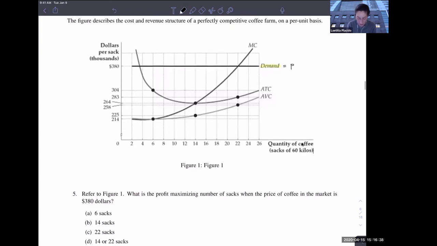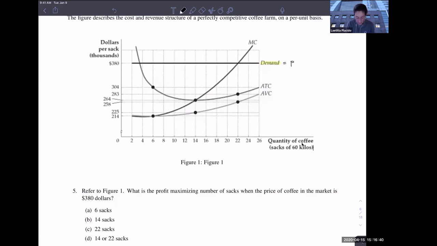So given that figure here, let's look at question 5. What is the profit maximizing number of sacks when the price of coffee in the market is $3.80? We are told here that the price on the market is $3.80. So we are here. How do I determine the optimal quantity here?